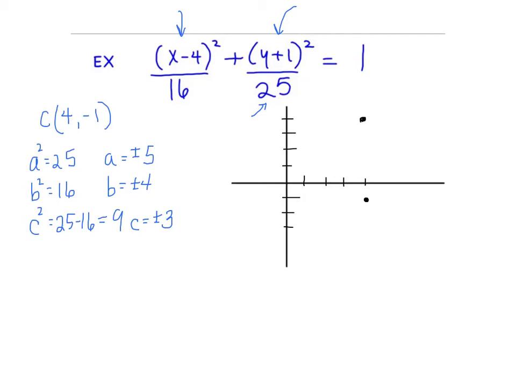And 1, 2, 3, 4, 5. And that's going to be my vertices. Those will be my vertices. That's my center. So the foci, or C, is going to be on that same axis. So I'm going to go up 1, 2, 3, and that's a focus. And 1, 2, 3, that's a focus.